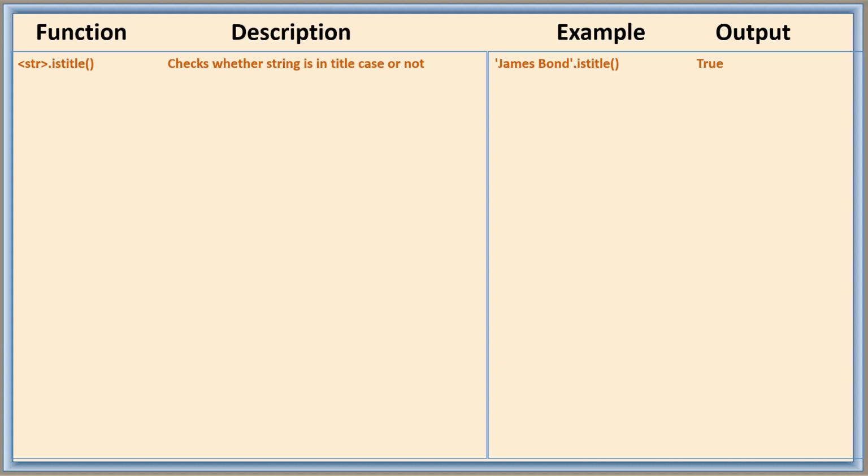We can also check whether the given string is ending with a particular substring or character. For that, we have the endswith function. For example, "James Bond".endswith("nd"). You can notice that in BOND, ND is the last part, so it is ending with ND. It will give True as the result.